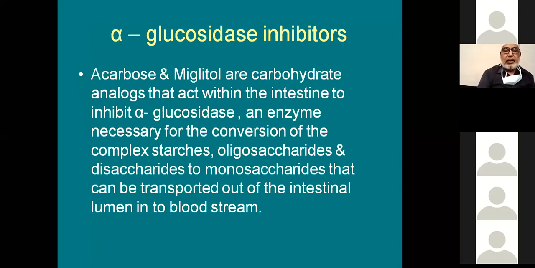Alpha glucosidase inhibitors, this is the fourth group. Of the drugs we have discussed so far, insulin is given parenterally. In oral hypoglycemic drugs, the different groups we discussed are sulfonylureas, biguanides, thiazolidinediones, and fourth is alpha glucosidase inhibitors. The fourth group of drugs that can be used orally, acarbose and miglitol, are carbohydrate analogs that act within the intestine to inhibit alpha glucosidase, an enzyme necessary for the conversion of complex starches, oligosaccharides and disaccharides to monosaccharides that can be transported out of the intestinal lumen into the blood.